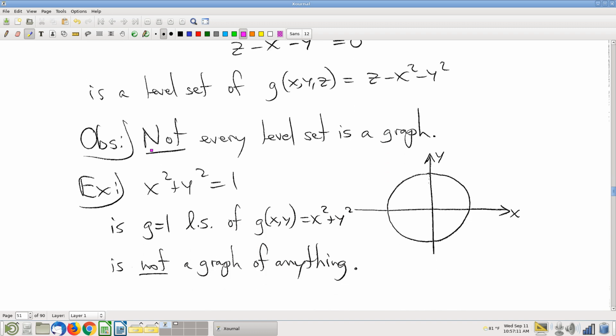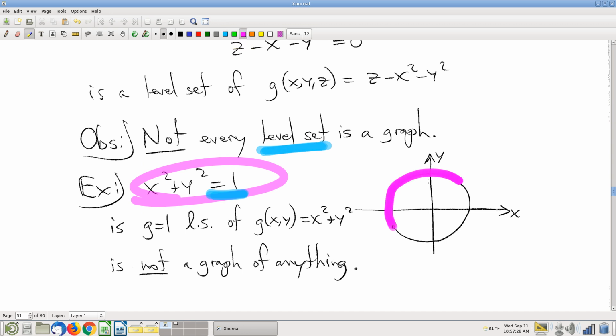Okay. Now, I want to point out that this does not go the other way. It is not true to say that every level set is a graph. If you try to turn this around backwards, it just doesn't work. Right? Easy example. There's a level set. Right? That's a level set. It's not the graph of anything. Fails the vertical line test badly in both directions. It's just not going to happen, right? There's not a graph at all in any sense.